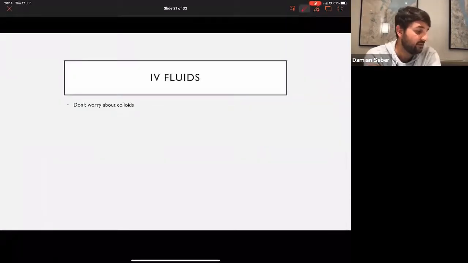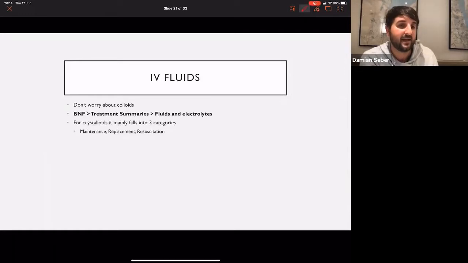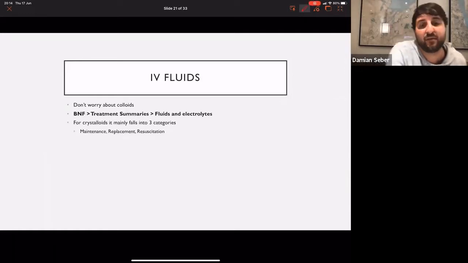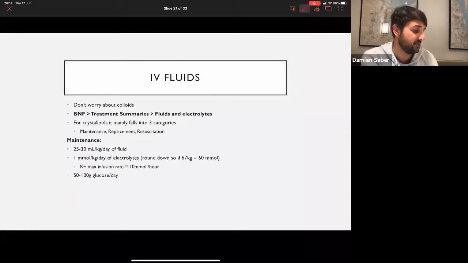Okay, so IV fluids. This one's a bit meaty, sorry. Don't worry about colloids. There's no point, you'll not be tested on them. But BNF treatment summaries, fluids and electrolytes. For crystalloids, it mainly falls into 3 categories. So you have maintenance, replacement, and resuscitation.